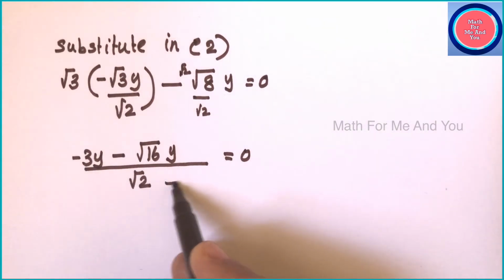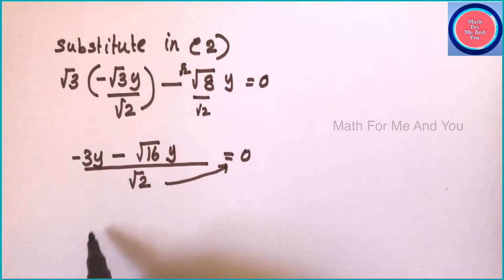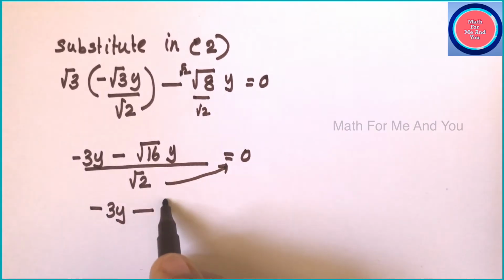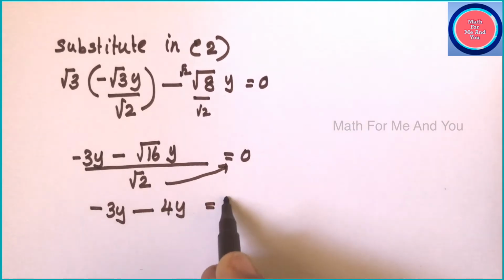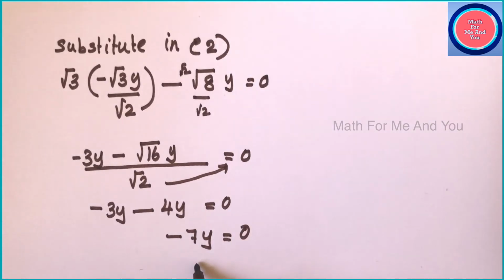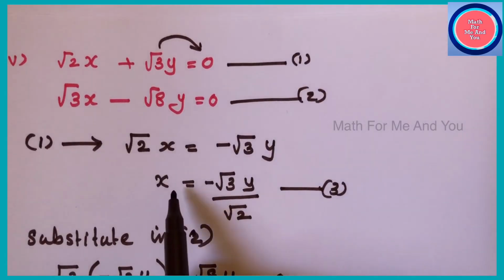Denominator cross multiply. Then root 2 times 0, we get right side is 0 and the left side is minus 3y minus root 16, which means 4y equals 0. Minus 3 minus 4 is minus 7y equals 0. Then if minus 7y is 0, it means y equals 0. We get the value of y.